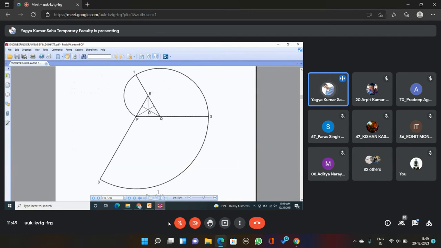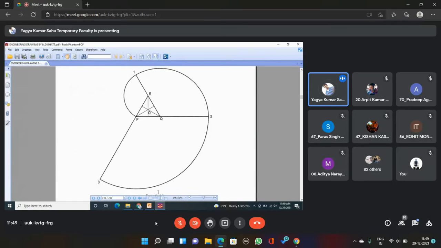So do not try to join these curves with a French curve, it will not come out smooth. A French curve is used for cycloidal and non-conic curves. This is a conic curve. A circle is a conic curve. For conic curves, you can use the compass for drawing these arcs, RP1, P1P2, and P2P3. You can easily draw with the help of a compass.